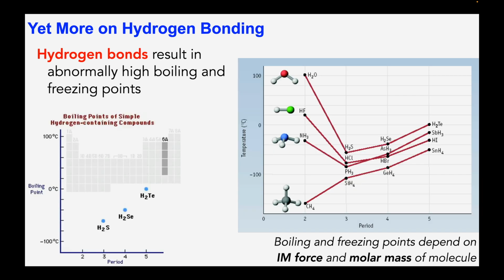A plot of the boiling points of the group 6A hydrogen compounds shows a trend. Based on this trend, we would expect the boiling point of water to be here. In reality, H2O's boiling point is much higher. This is a consequence of water's stronger hydrogen bonds. This is another cool feat about water, which is so much different than a lot of the other compounds.